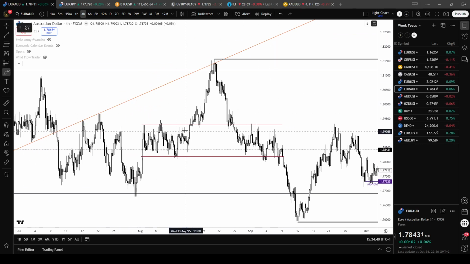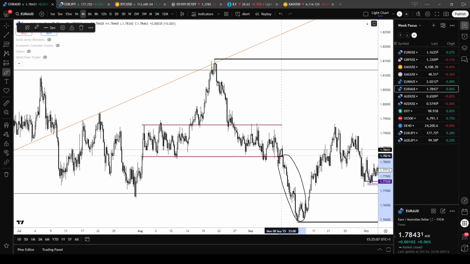Euro AUD. You have your range. Price breaks out, trades higher, and once it comes into the top of the range, it gives you a bounce as expected, but then it closed below it and even traded the lower bound of the range. Then it got sort of trapped inside. Needless to say, next thing that happened is this leg lower.